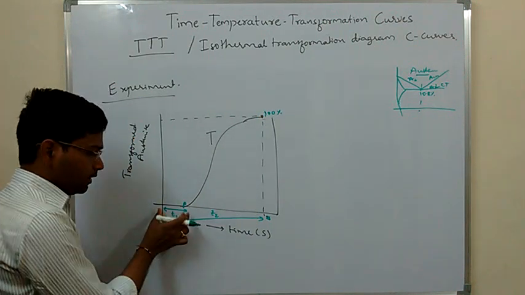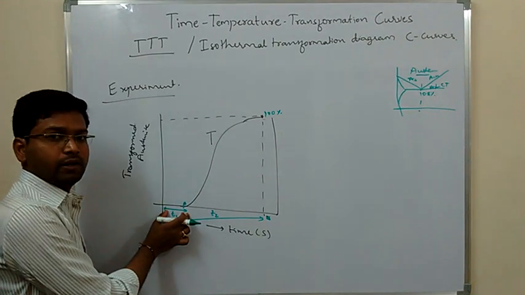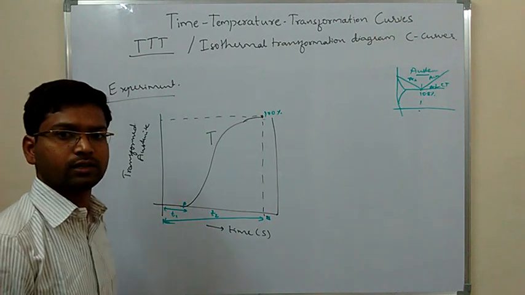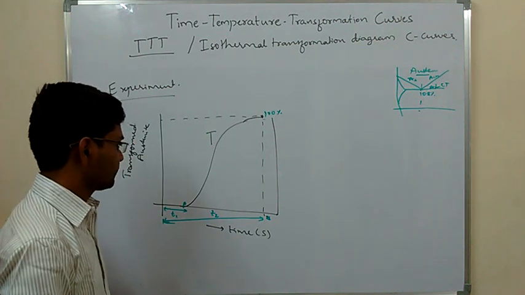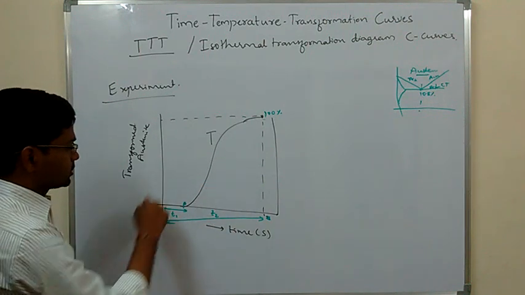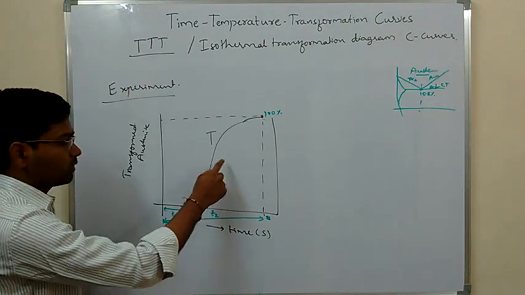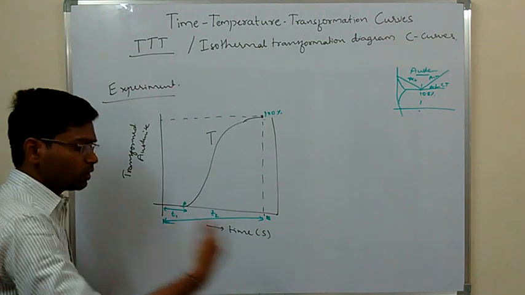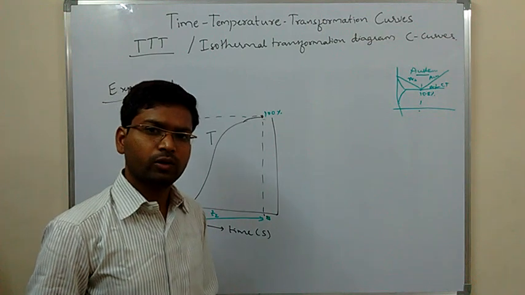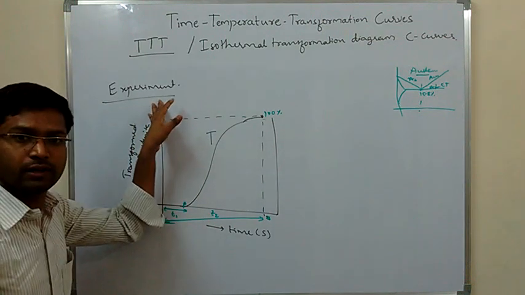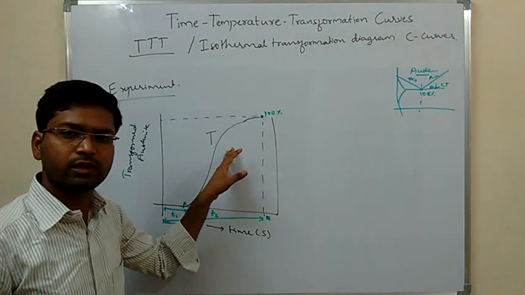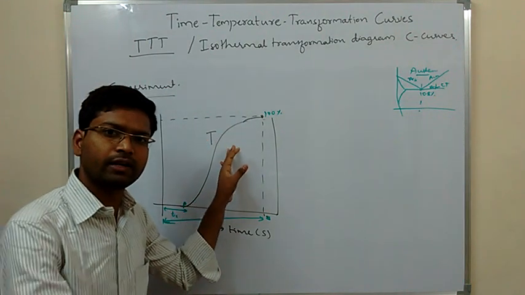Here this is called the incubation period, incubation time, so during this time no transformation occurs at the temperature. So this is the isothermal transformation of austenite to perlite at one single temperature. If you want to construct the TTT diagram, we have to repeat the same experiment that I explained here, but we will not keep it at a single temperature, but at different temperatures.